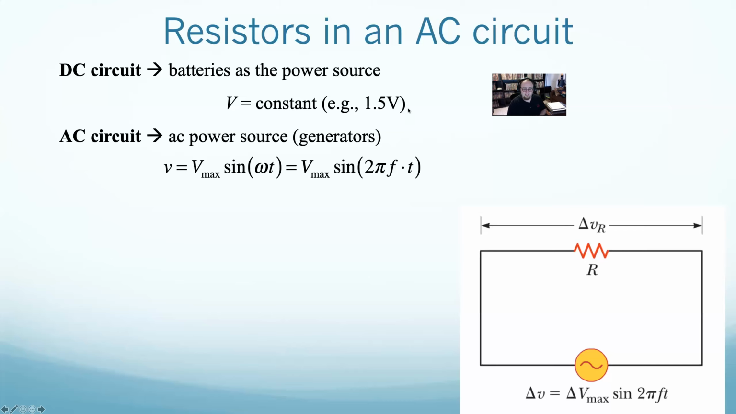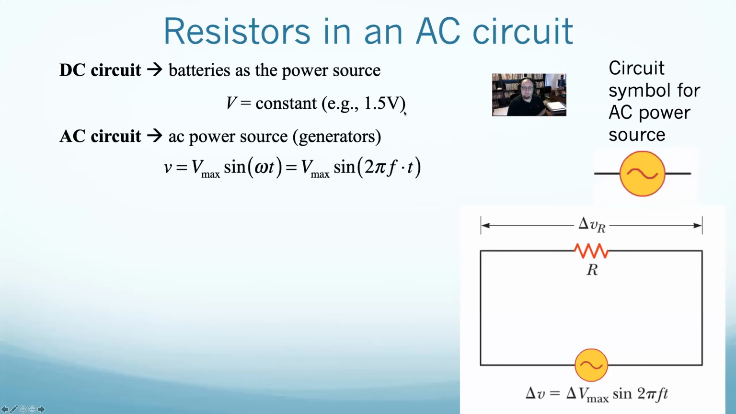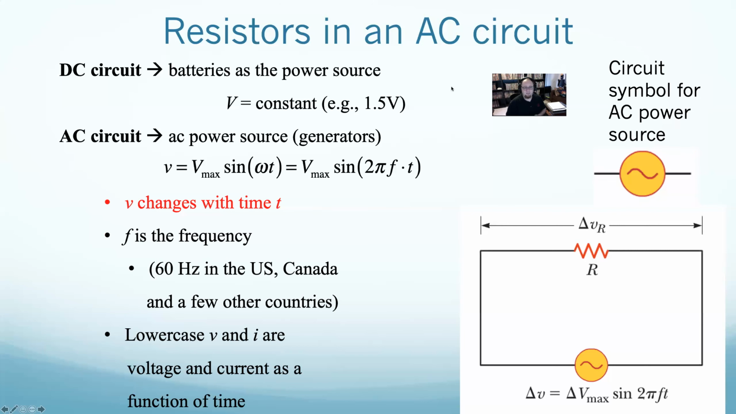Now, in a DC circuit, we always just do those two lines of unequal length to represent the battery. In AC, you normally draw a line with a squiggle through it. Really, it's a hunk of a sine wave. What this means is that the voltage changes as a function of time. f is the frequency. In America, you get 60 hertz in the wall. Some other countries also use 60 hertz. And anytime you see a lowercase v, it changes as a function of time.